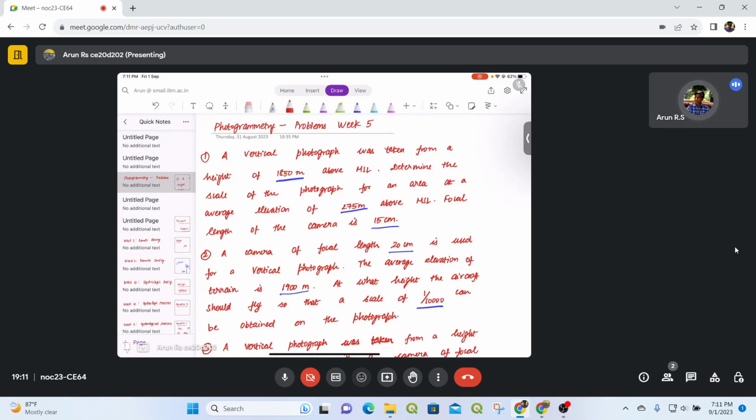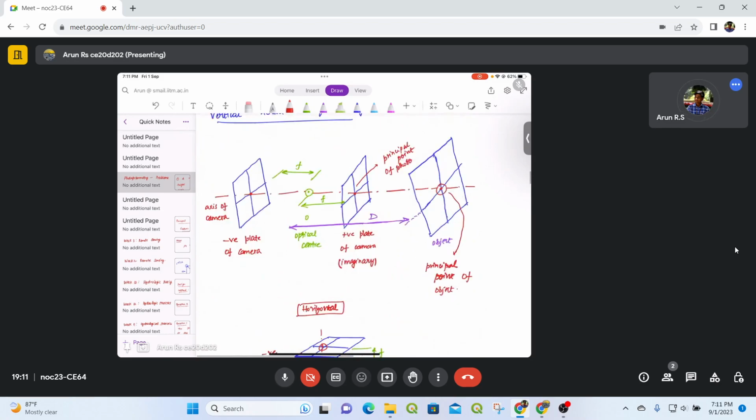So the first problem here is with respect to the scales. A vertical photograph was taken from a height of 1850 meter above the MSL. Determine the scale of the photograph for an area at average elevation of 275 meters above the MSL, and the focal length of the camera is 15 centimeter.